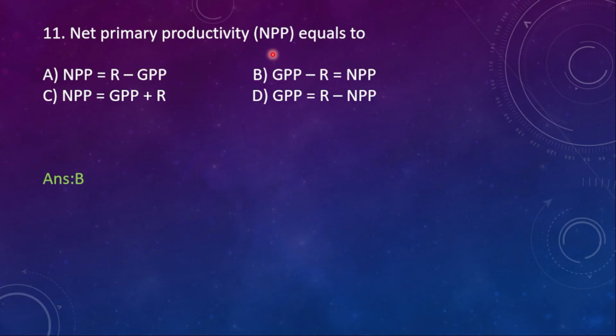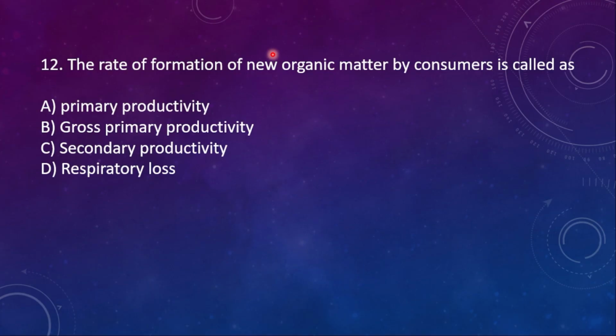So the next question, question number 12. The rate of formation of new organic matter by consumer is called as A. Primary productivity, B. Gross primary productivity, C. Secondary productivity, D. Respiratory loss. And then here the right option is option C, secondary productivity.